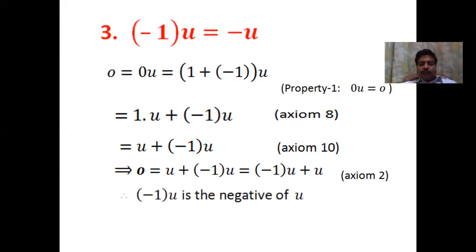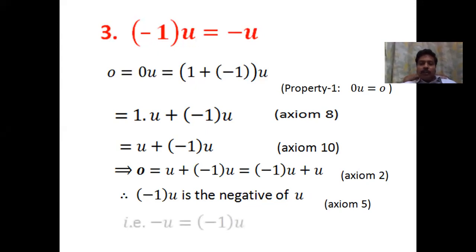So after seeing this, we can conclude that u plus (-1)u is equal to O. So (-1)u is taking u to the zero vector. That means (-1)u is the negative of u, since it takes this vector to the zero vector. So it is the negative of u, and the negative of u is denoted by -u.